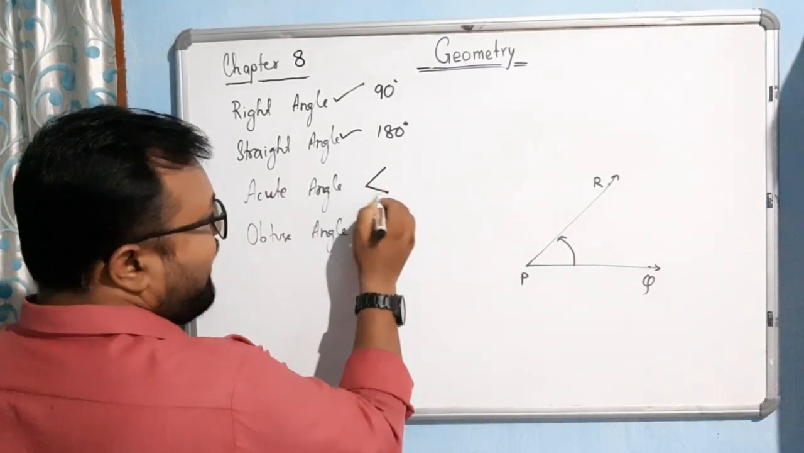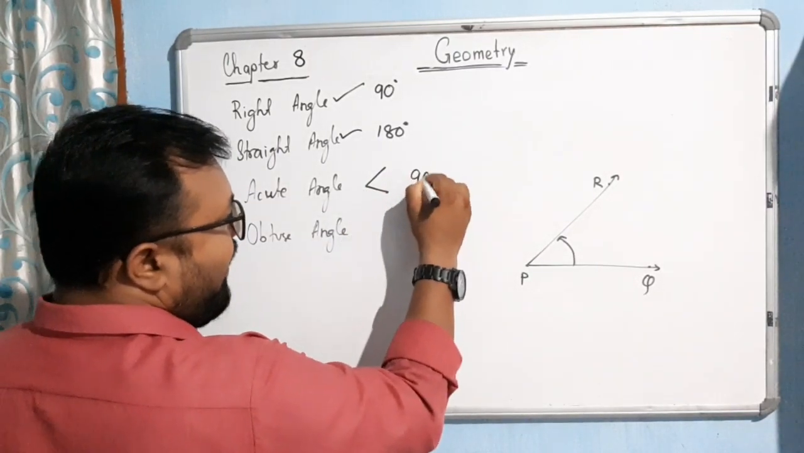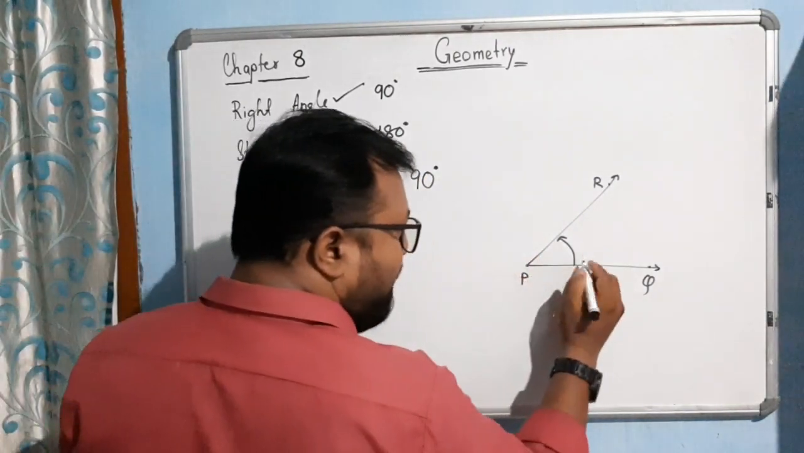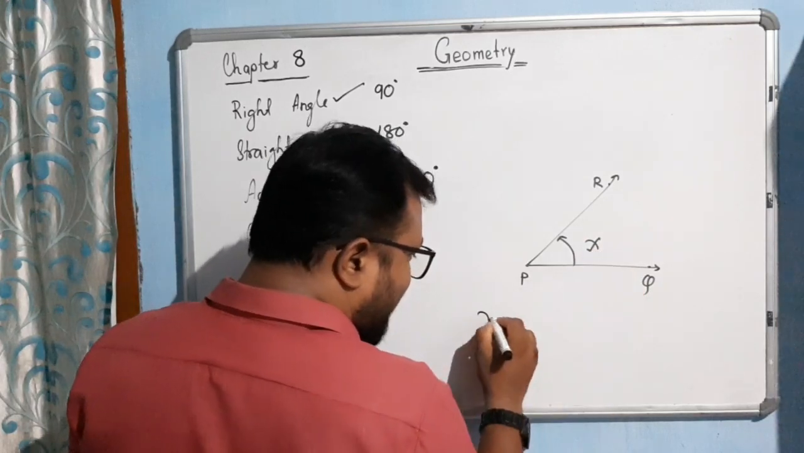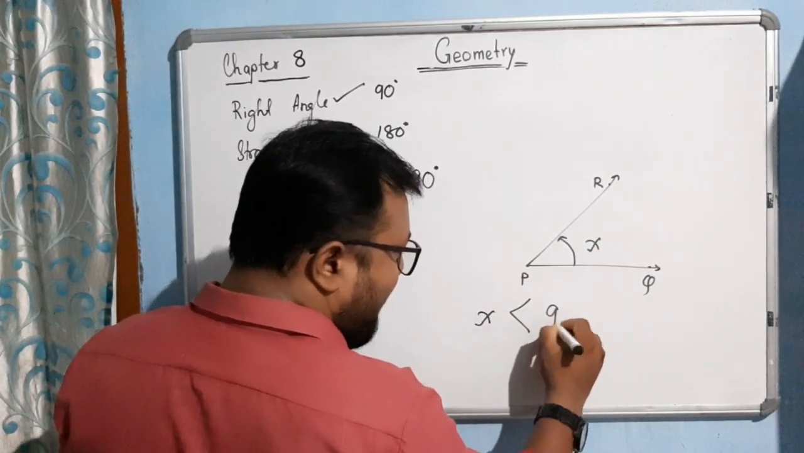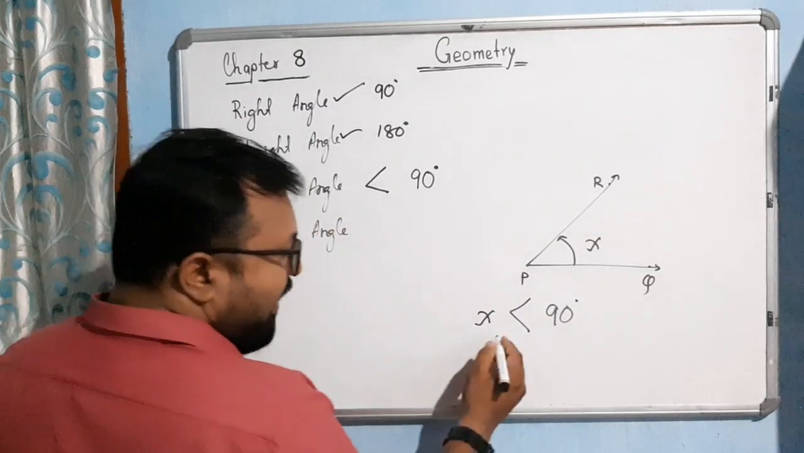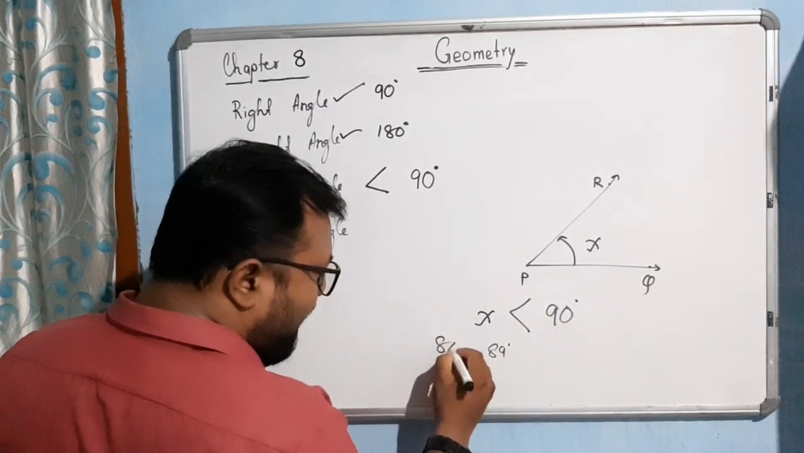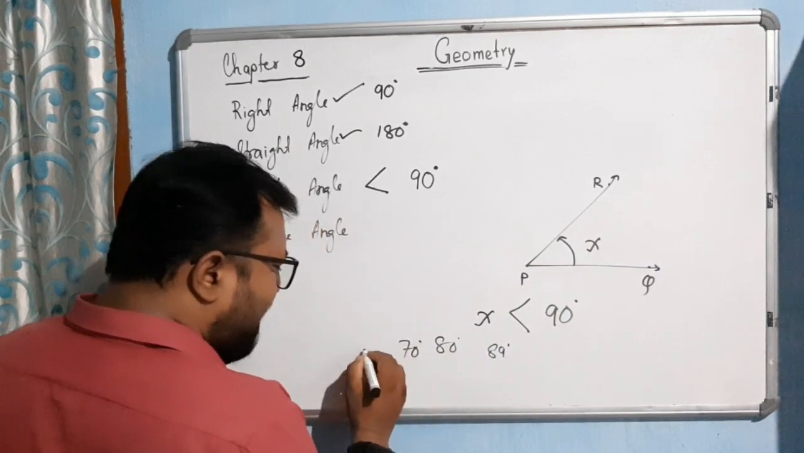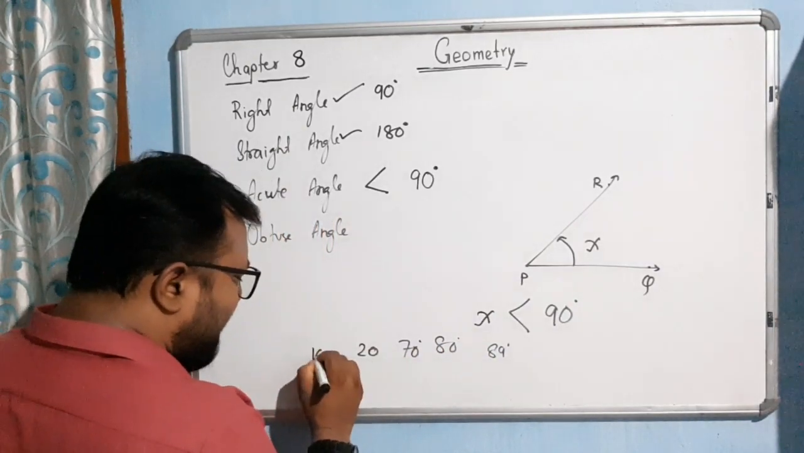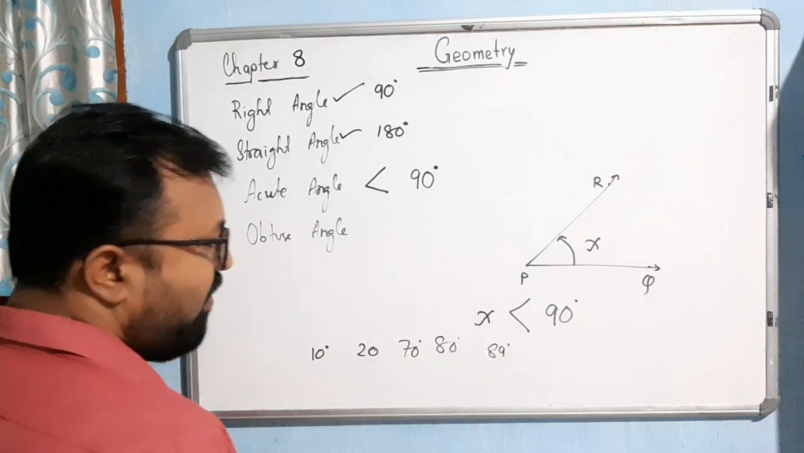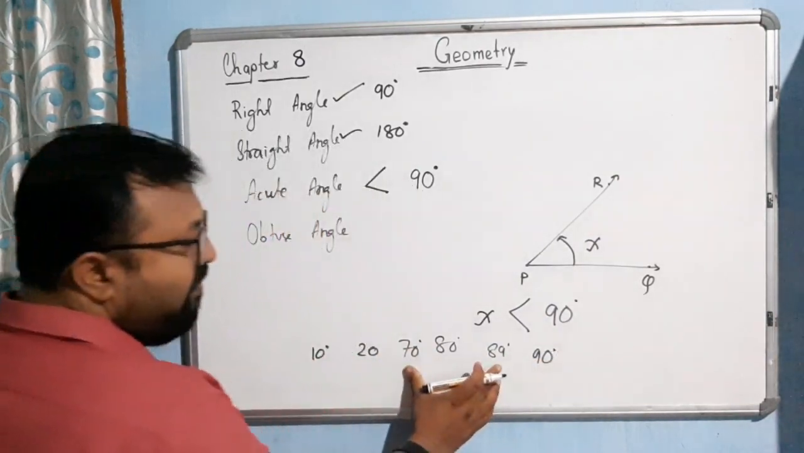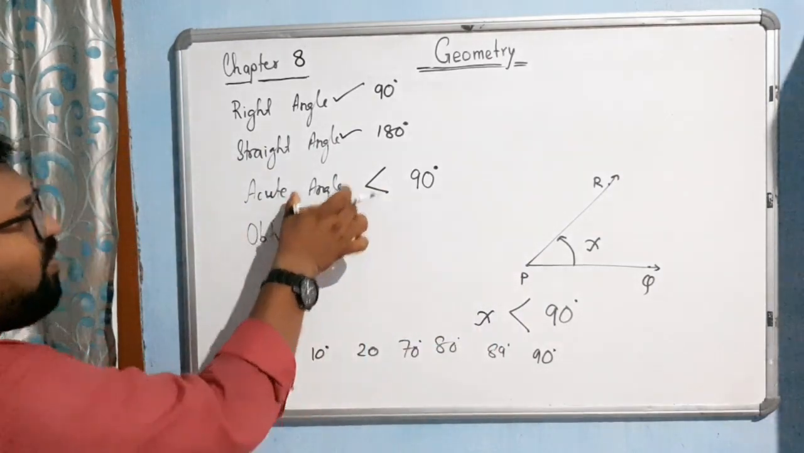Okay. So the measurement of this angle, if it is less than 90 degree, suppose X, then X should be less than 90 degree. It means it should be below 90, maybe 89 degree or 80 degree or 70 degree or 20 degree or maybe 10 degree, whatever. As soon as it reaches 90 degree, the name changes from acute to right angle.